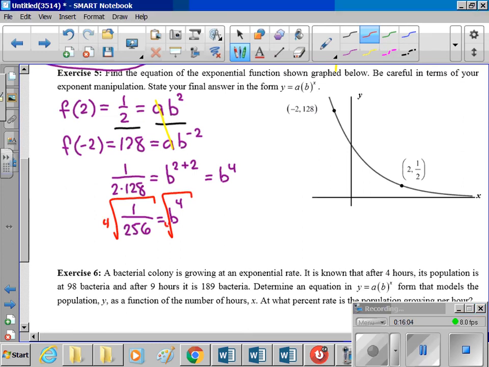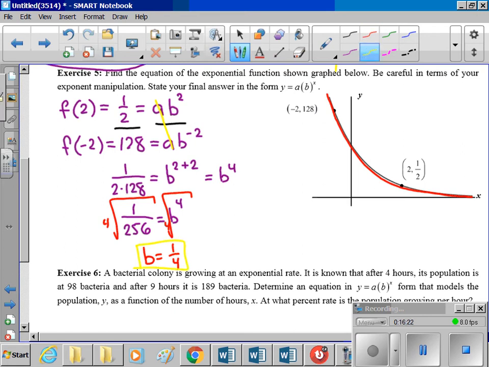So index of 4, index of 4. And we're going to get b equals 1 over 4, which makes sense. It should be less than 1 because here we have a decay curve. We're headed down, we're decreasing. So it makes sense that our b should be less than 1. All right, so I'm going to box that off.